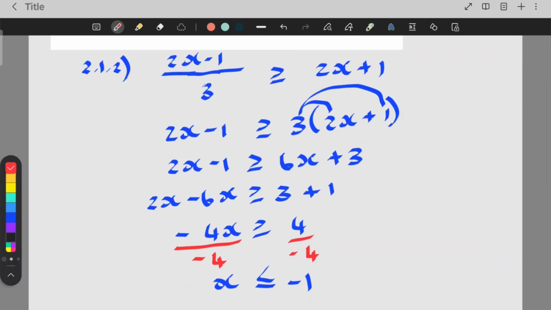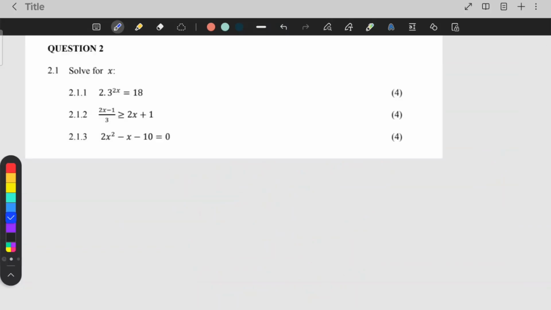Let's mark. So here you get a mark for multiplying with a 3, for removing the brackets, for simplifying, and for your answer. So that question was also 4 marks. Okay, now our last question under solve for x is this one. So we have to solve for x. 2x squared minus x minus 10 equals 0.